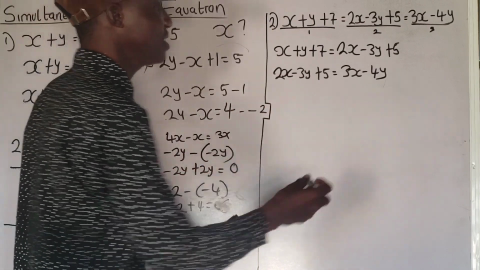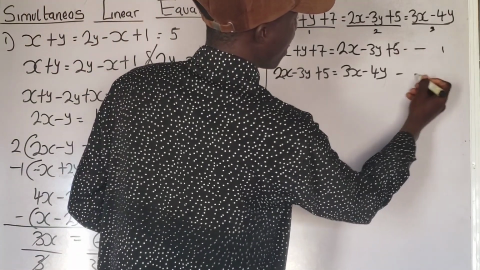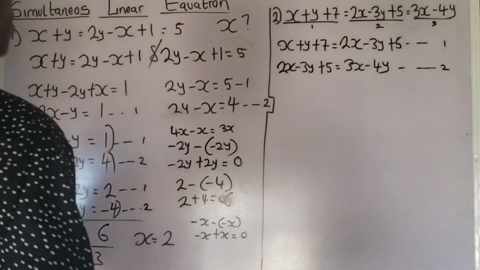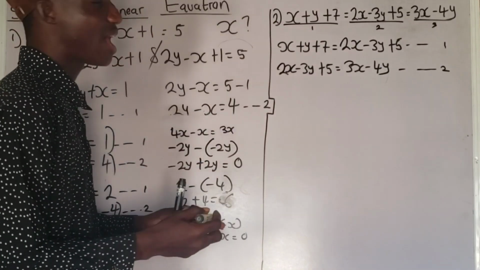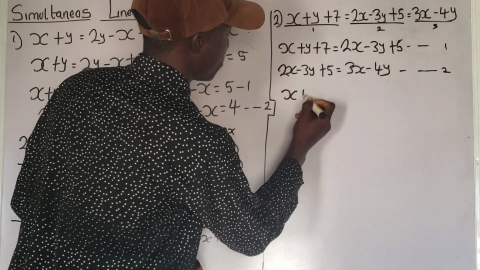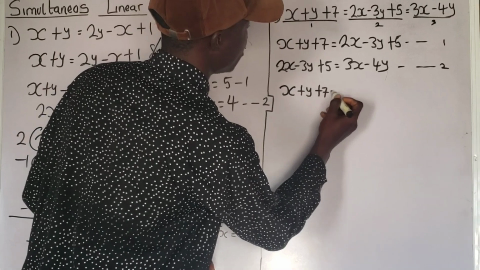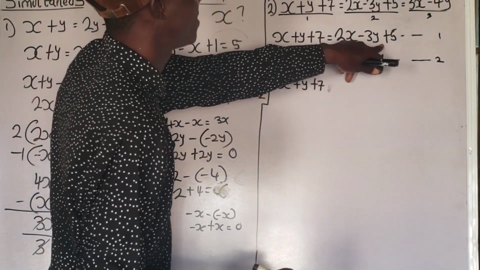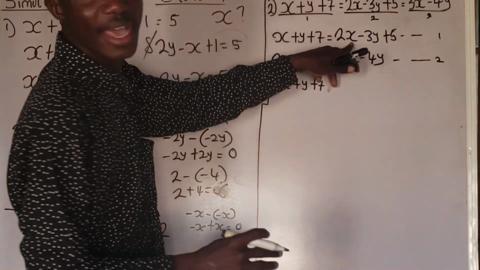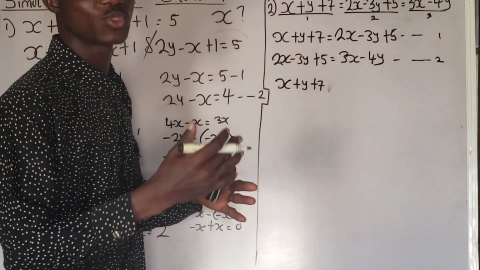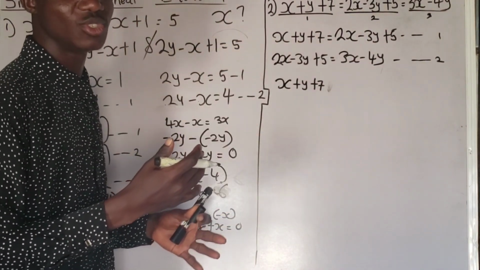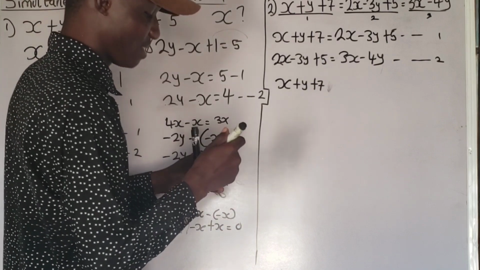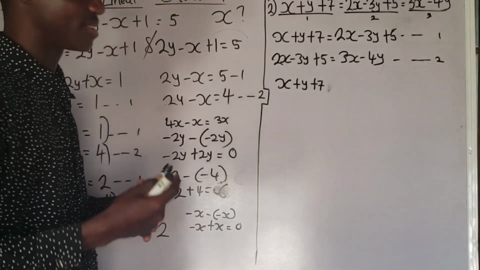So, in an attempt to do that, let us call this equation 1 and let us call this equation 2. For equation 1, I'm going to have x plus y plus 7 equals to, okay? Now, let us transfer all the, okay? I'm going to move 2x and negative 3y to the left-hand side of the equation. Do you understand? Let me reiterate what I said.